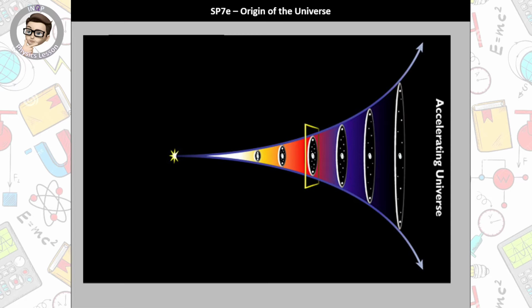Remember, it's all like stretching of a big balloon. Put the galaxies on the balloon, blow it up, and you'll see those galaxies move away from each other. That's the idea of this accelerating and stretching universe.